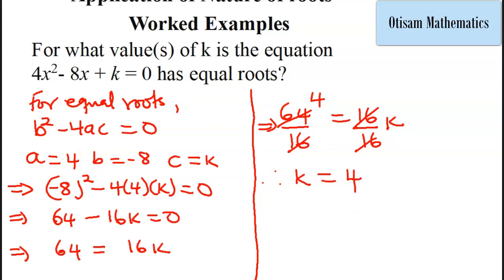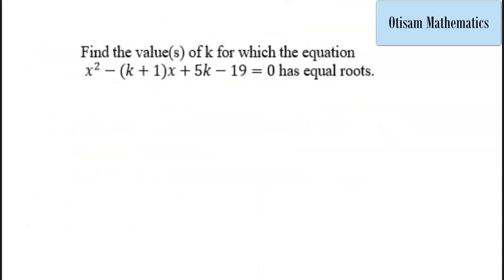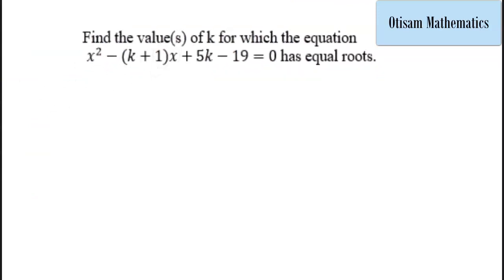Let us look at the second question. Before I start, I want you to try it. Pause the video and try it if you'll be able to solve it. Find the values of k for which the equation x squared minus, in bracket, k plus 1, x plus 5k minus 19 is equal to 0 has equal roots.